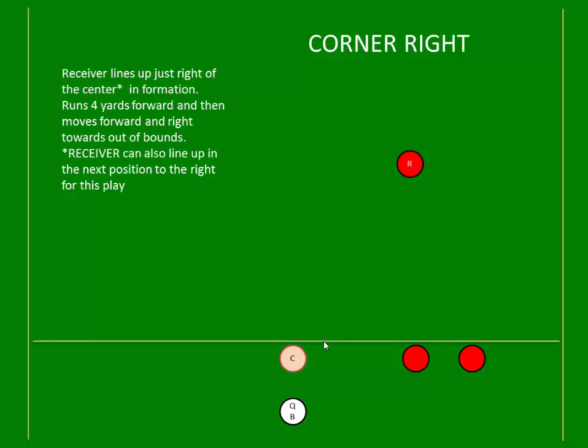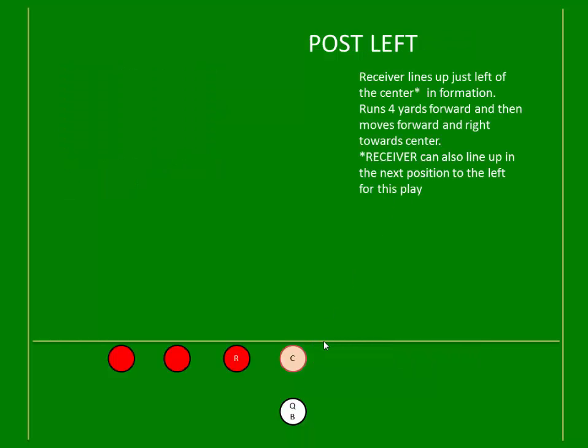Okay, for the next basic play, we'll talk a post left. The receiver will line up just left of the center in formation and run 4 yards forward and then right towards the center. You could also line up here for a post left as well. As you see, they run up, then that 45-degree angle comes, and you're up towards the center.